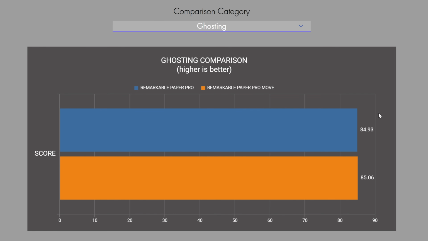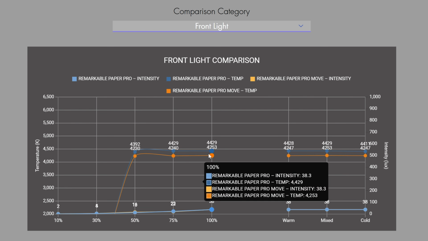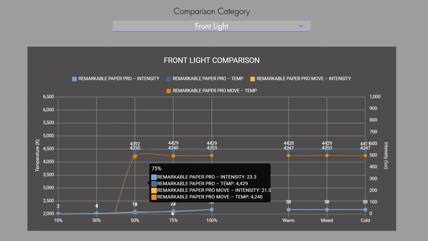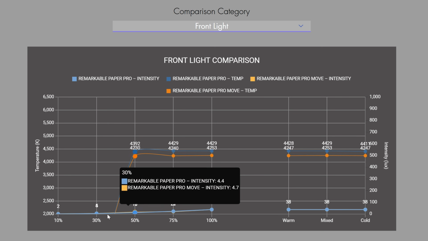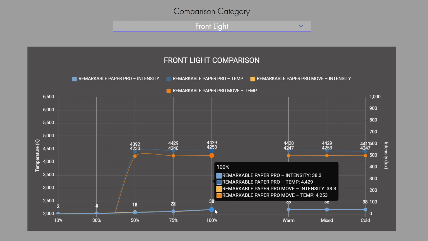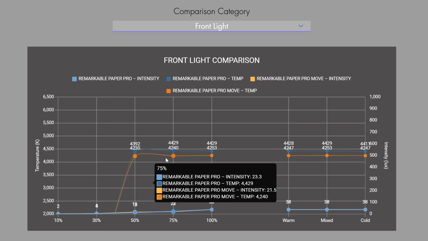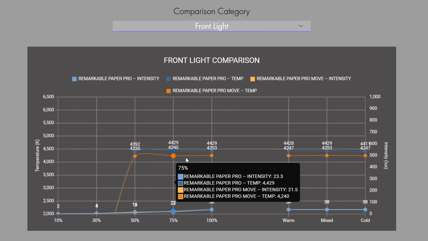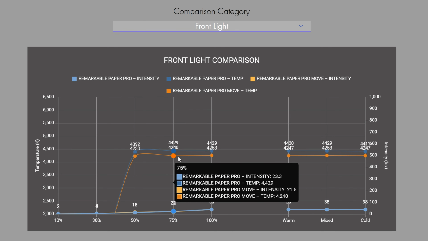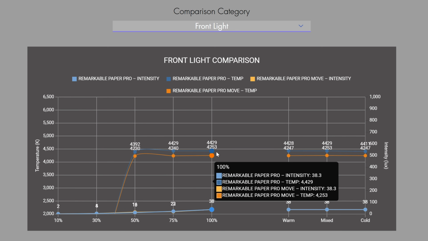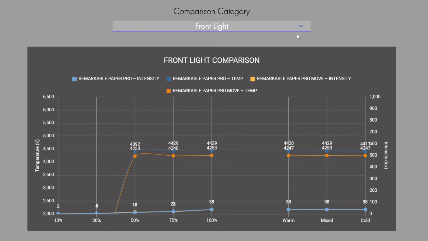Ghosting performance is absolutely within the margin of error, so same type of display technology, same type of results here. Front light is basically identical on both of them. You can see that the intensity levels are extremely similar between them at 30%, 50%, 75 and 100% intensity levels. What's interesting to see is that the front light has been calibrated to be 150-ish kelvins colder than on the Remarkable Paper Pro. It's not something that I've consciously observed, but it's interesting to actually see this as a measured result.